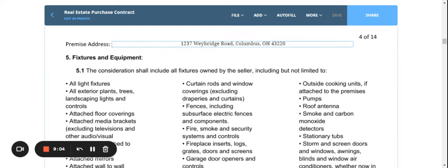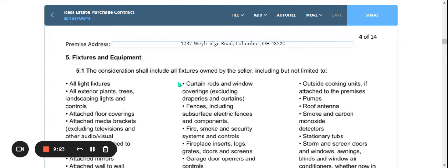Now, what comes with the property? So anything that's affixed to the wall, if you flip the house upside down and whatever falls off, the seller gets to walk away with. Whatever sticks to the house, it's yours by contract.